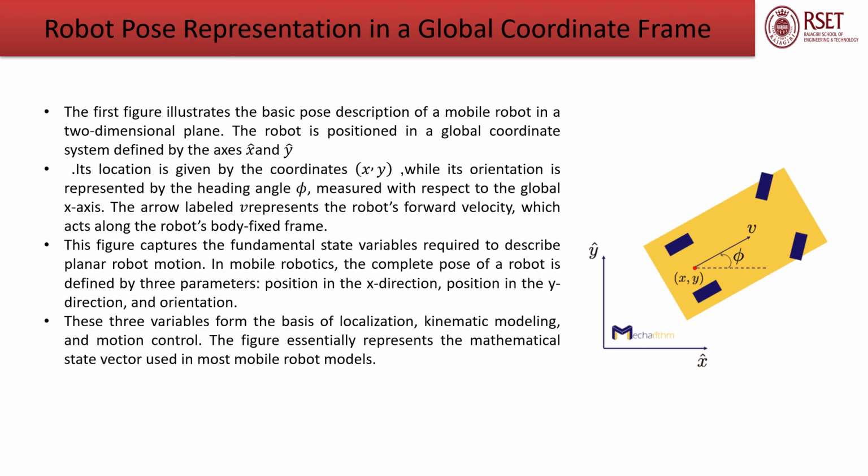To control motion effectively, the robot must know its position and orientation in space. This is called the robot's pose. Pose consists of three parameters: x coordinate, y coordinate, and the orientation angle theta. These values are defined with respect to a global coordinate frame. By continuously updating pose using encoder data and kinematic equations, the robot can estimate where it is located. This process is fundamental for navigation and localization.